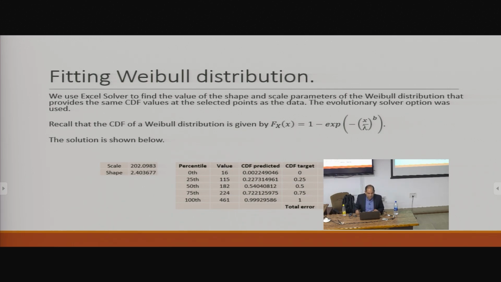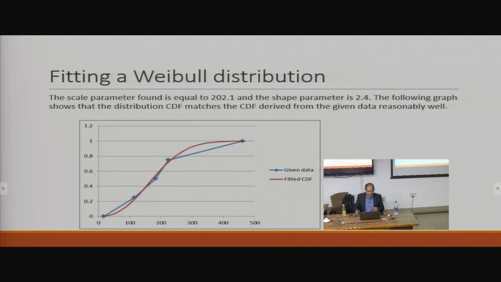So we find the scale parameter to be 202 and the shape parameter to be 2.4, and it goes like this. We can see that it fits the data reasonably well. Here we have the fitted CDF and the given data. Now we can make other decisions, right? We're not just limited to finding percentiles or the fractions of systems that fail or succeed at a certain time. We can extrapolate and interpolate a little bit.